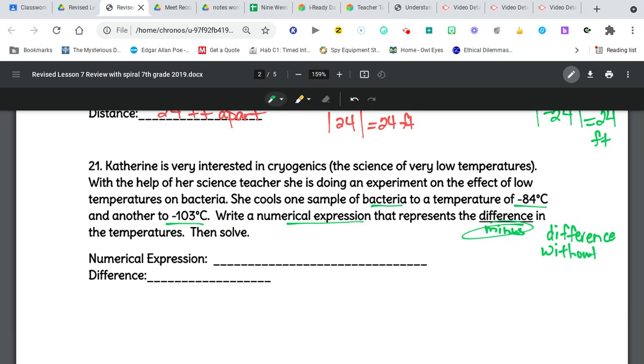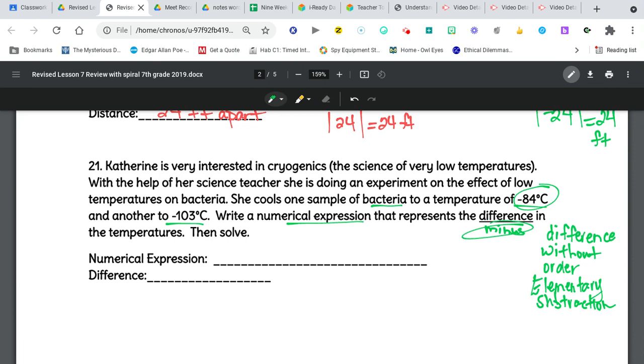I don't know which one she cools first. She says she cools one to negative 84 and another to negative 103. It didn't say which one she did first. So we're going to go back to elementary subtraction. In elementary subtraction, you always learn to put the higher number first. So that's what we're going to do.